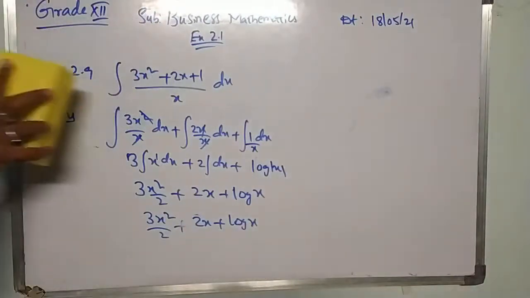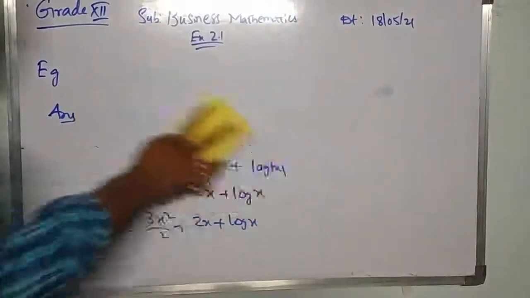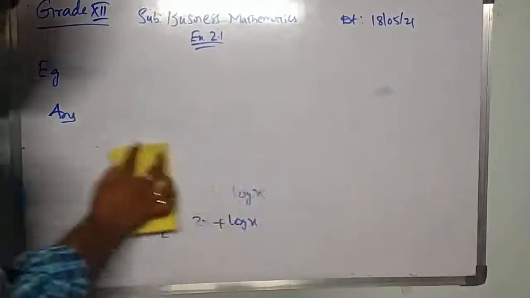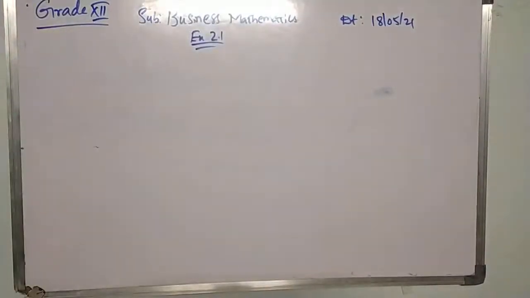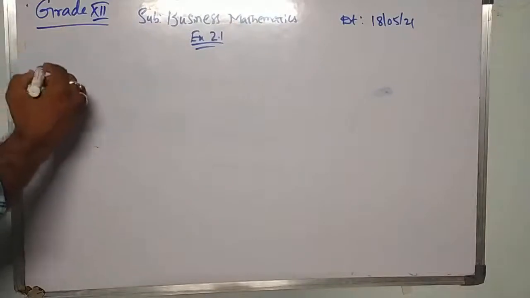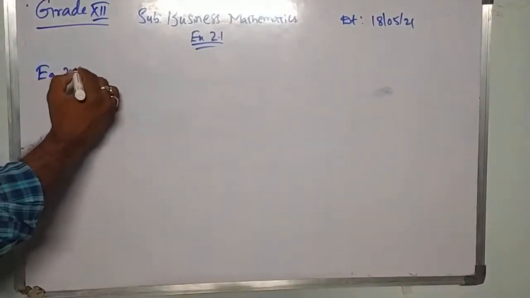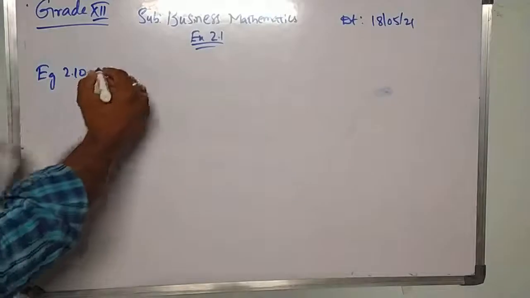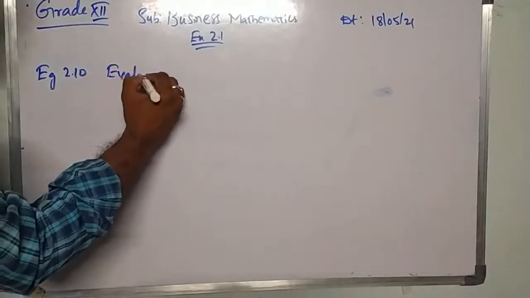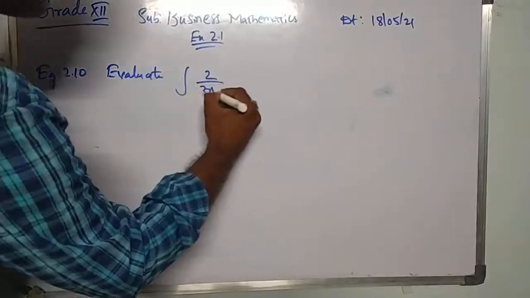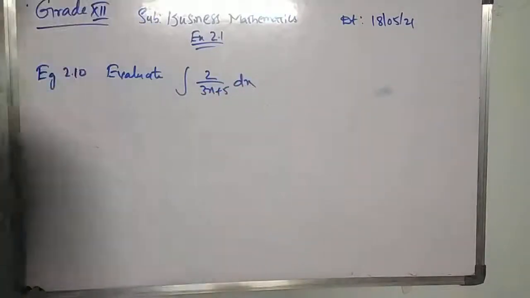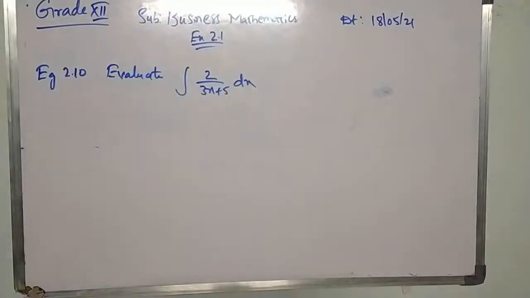We'll be doing the next example. So let us see the question. Example 2.10. The question is evaluate integral 2 by 3x plus 5 dx. Integral 2 by 3x plus 5 dx.